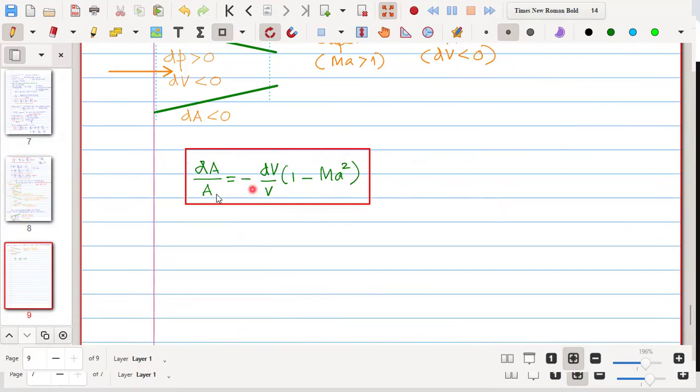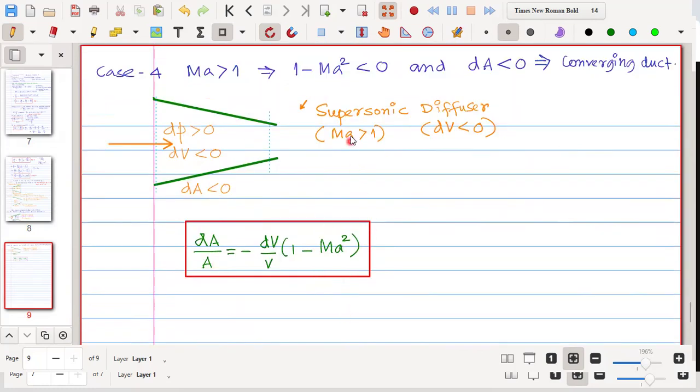So from this relation also you can directly get the idea. Supersonic diffuser. You see that if it is supersonic, then this is always negative. And if it is negative, then negative minus negative, it is positive. Therefore, whatever be the variation of A, it will be the variation of V. So if area decreases, velocity will decrease. Clear, sir?